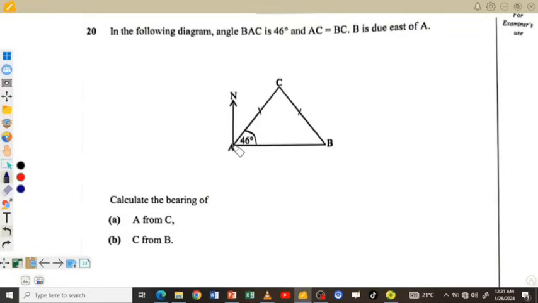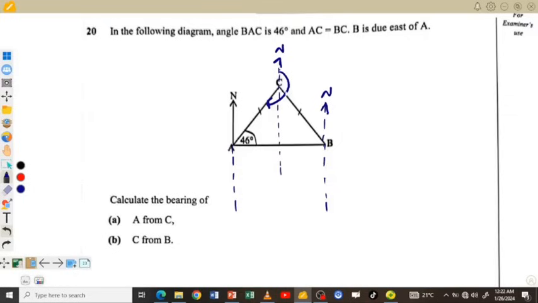So let me first extend this north direction. Then here I'll do this as well, because they have said B is due east of A, like this. Then I'll draw my north here. Let us now continue: calculate the bearing of A from C. So from C, I'll draw another north compass here at C. They want us to find the bearing from C until we reach this line for A. So this is the bearing that they want us to find.